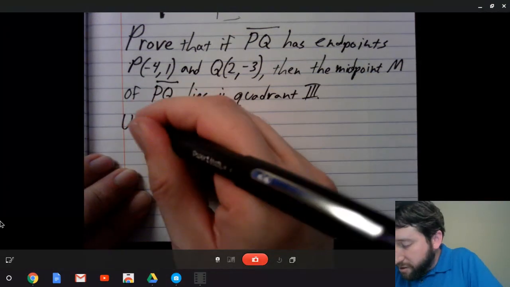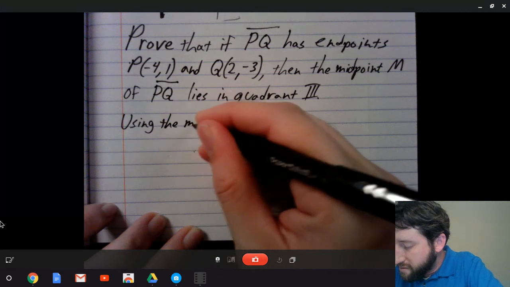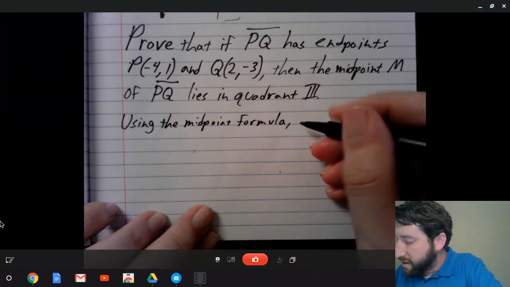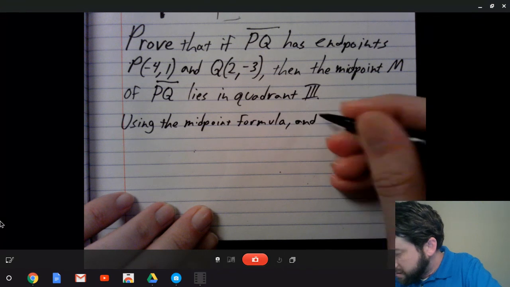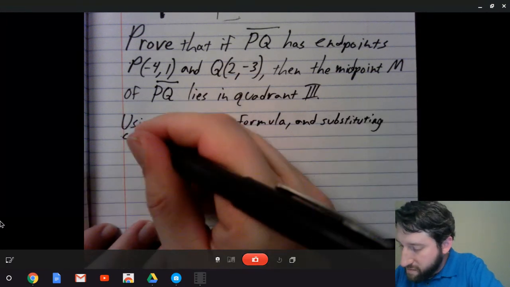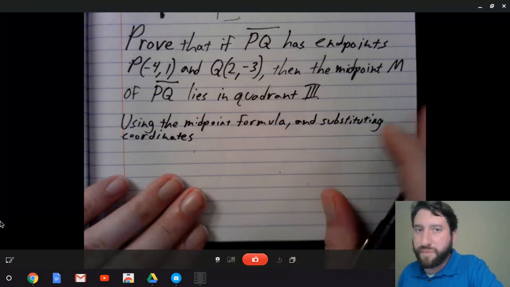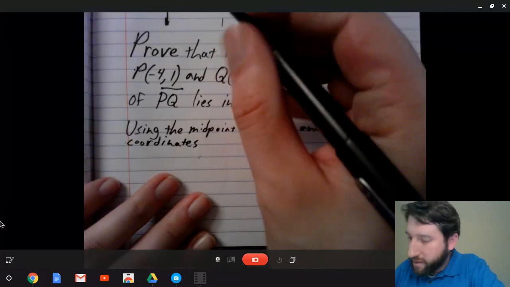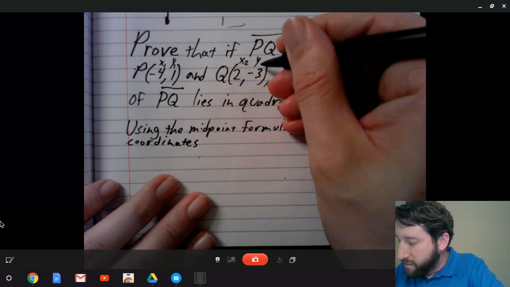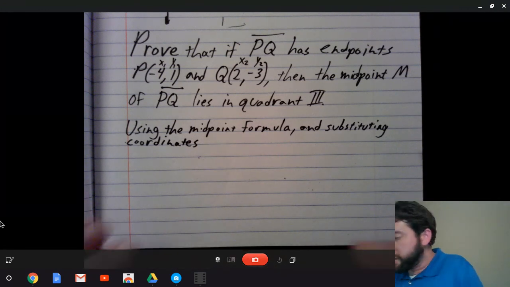So I would say, using the midpoint formula, I'm going to do our proof here. So using the midpoint formula and substituting coordinates, because I say substituting coordinates because these are the coordinates, but I'm substituting them as x and y. So again, this is my x1, this is y1, this over here, that's x2, because that's my second point, and that's going to be y2. That's why I'm substituting in the coordinates into the formula, because the formula is given in terms of x's and y's.